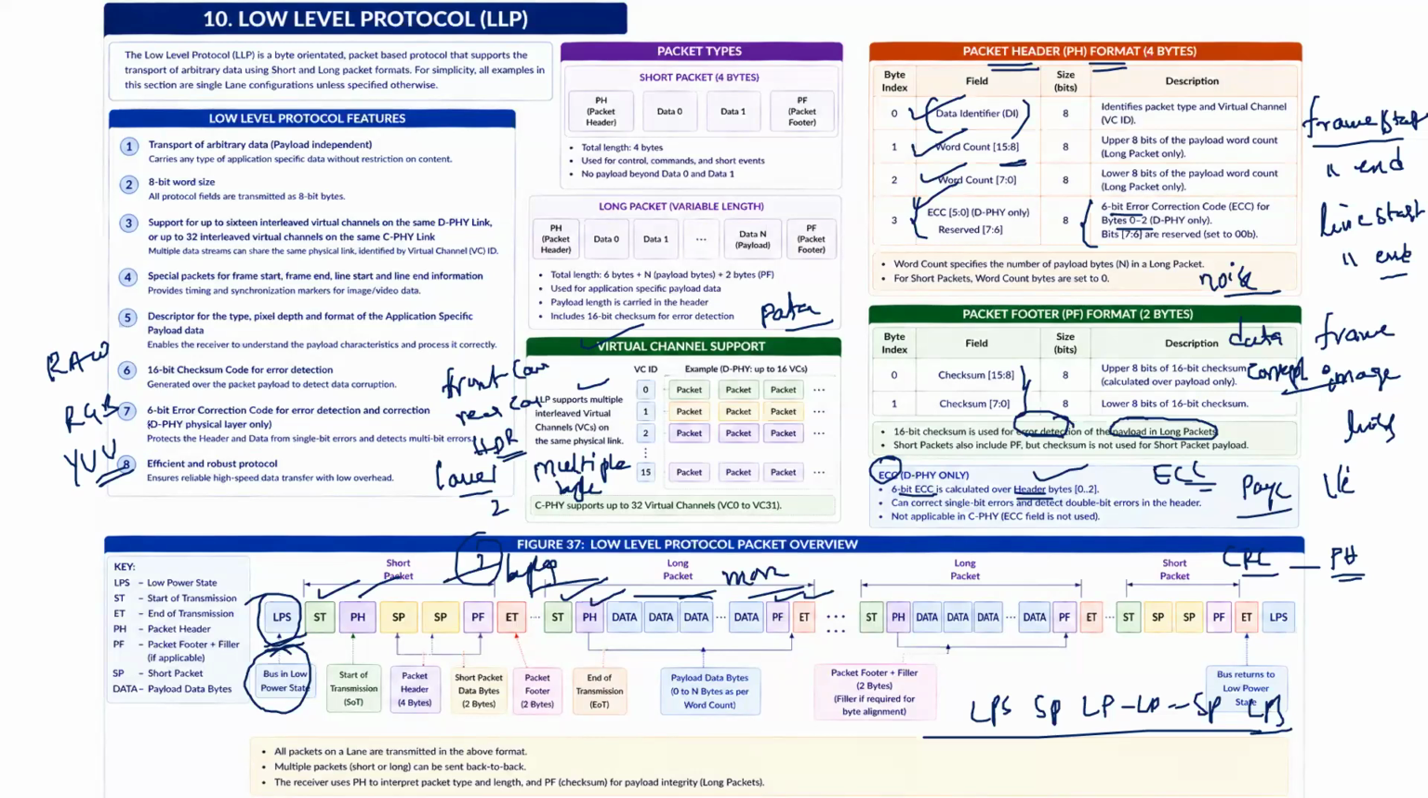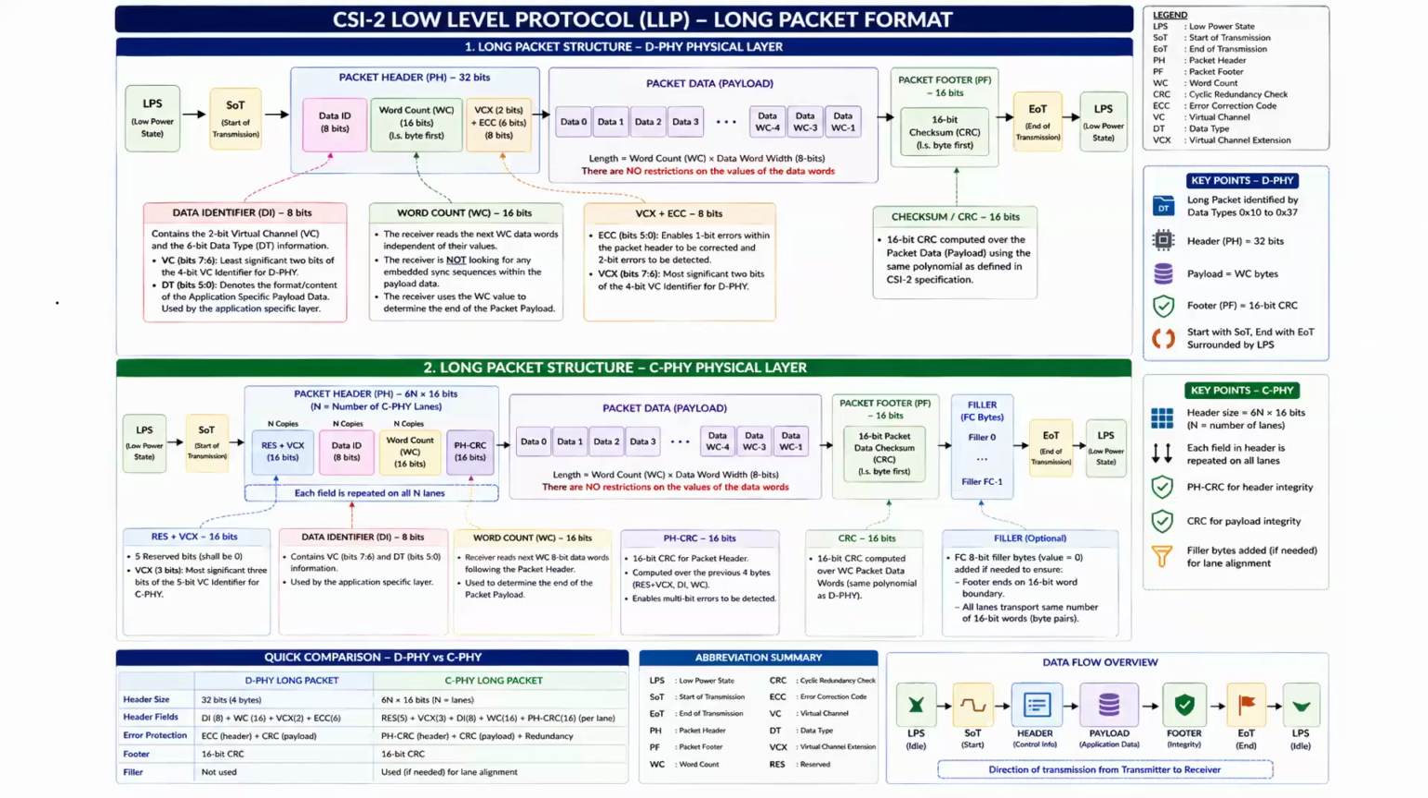Why are we using virtual channels? Because we are receiving data from the front camera, rear camera, and depth sensors, so for that purpose we use virtual channels. This is the low level protocol layer. In this layer, we have different long packet structures for the D5 layer and the C5 layer. Both layers we are using.